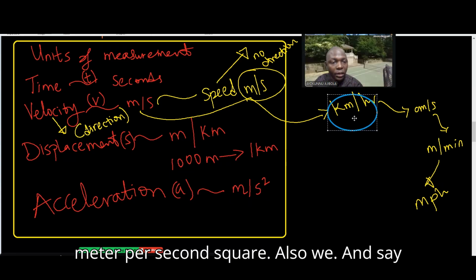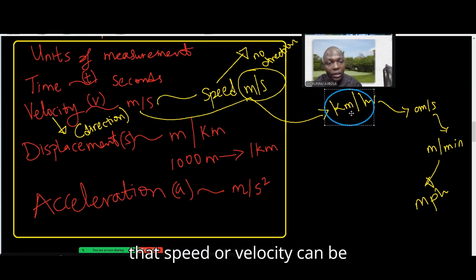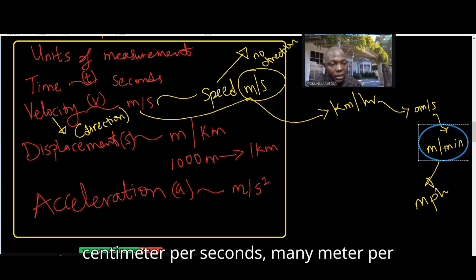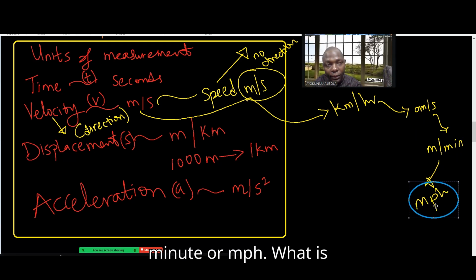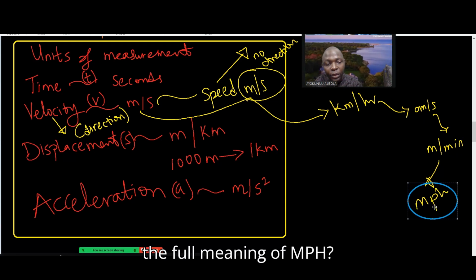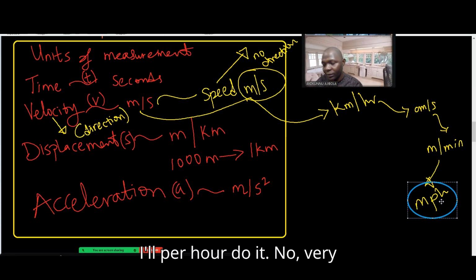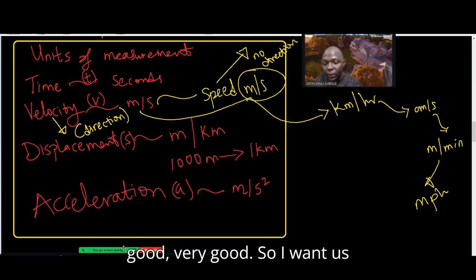Also, we can say that speed or velocity can be measured in kilometer per hour, centimeter per second, meter per minute, or miles per hour. What's the full meaning of MPH? Mile per hour. Good. Mile per hour. Very good.